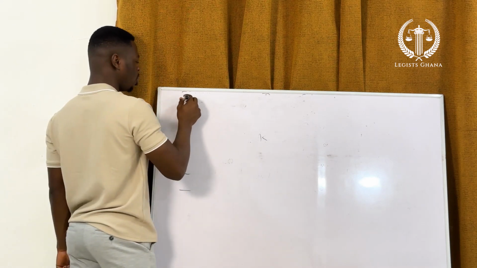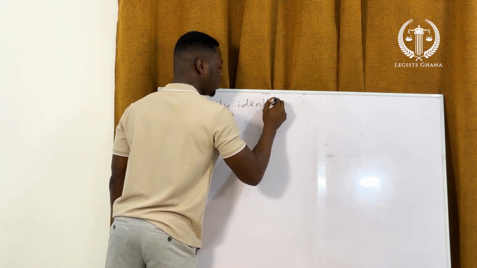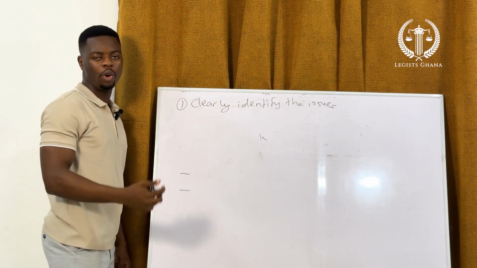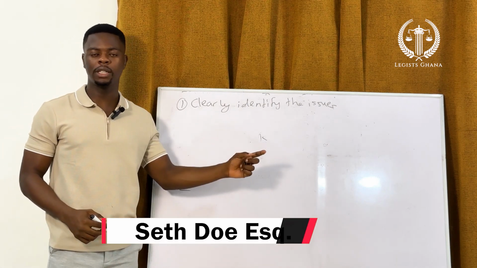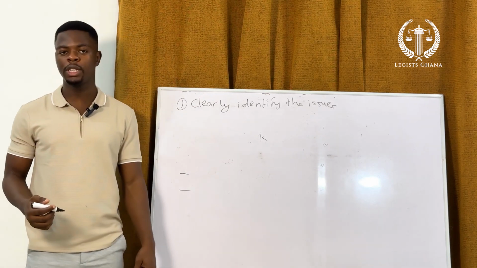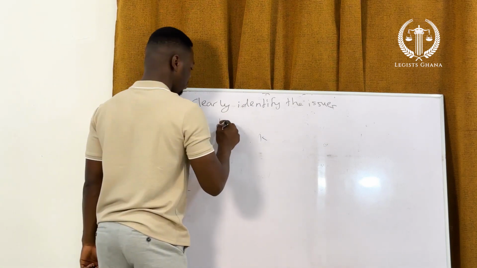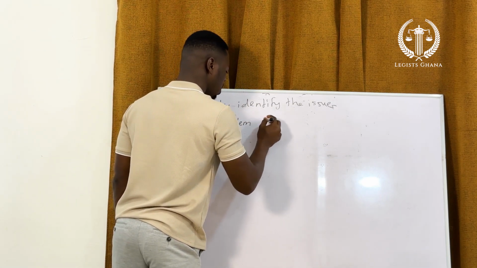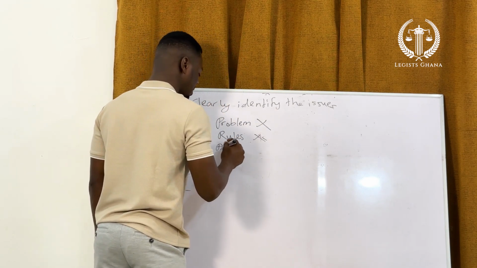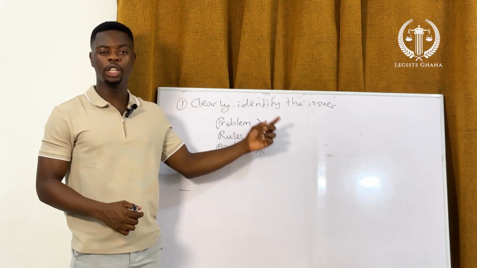Number one, make sure you clearly identify the issues, right? You have to clearly identify the issues. The reason for that is that once you get your issue wrong, it means that you might be addressing the wrong problem. So your rules will also probably be wrong, and your analysis and conclusion will also be wrong, because the problem was wrongly identified. So if the problem is wrong, the rules will also be wrong, and then the analysis will also be wrong. So you must make sure you identify the issue properly.